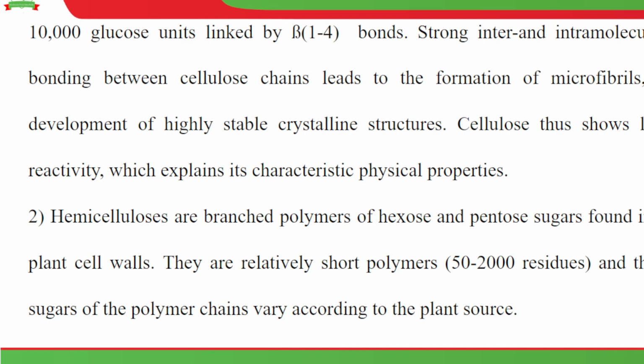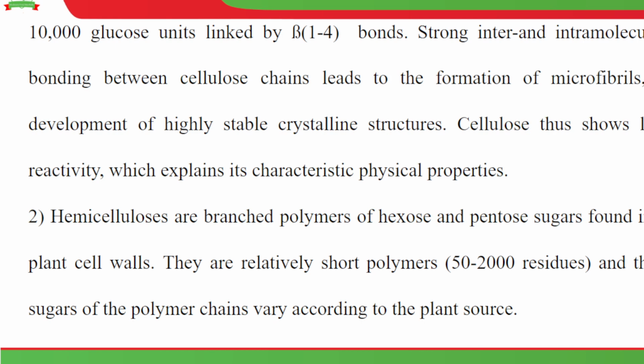And second is hemicellulose. Hemicelluloses are branched polymers of hexose and pentose sugars found in virtually all plant cell walls. These are not straight chains, they are branched. Hexose, as a recap from carbohydrates, are 6-carbon sugar molecules, like glucose, and pentoses are 5-carbon sugar molecules.